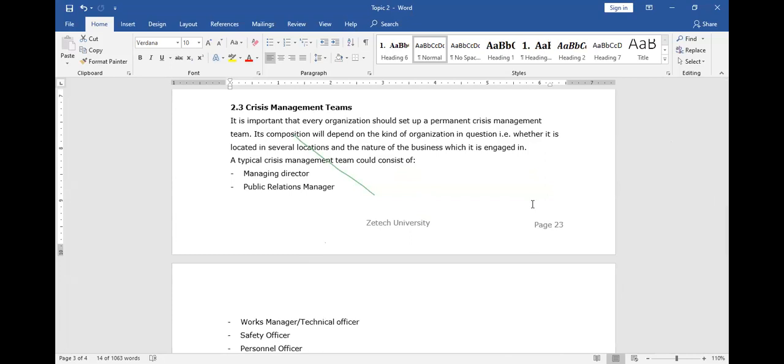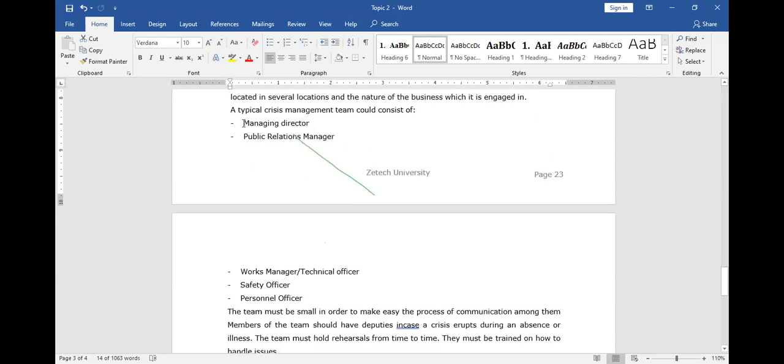So crisis management team. A typical crisis management team could consist of the managing director. When you're coming up with a crisis management team, you can have the managing director. It can consist of a PR manager. It can also consist of a works manager or technical officer, also a safety officer, and lastly, the personnel officer. Personnel officer, those who are doing HR.